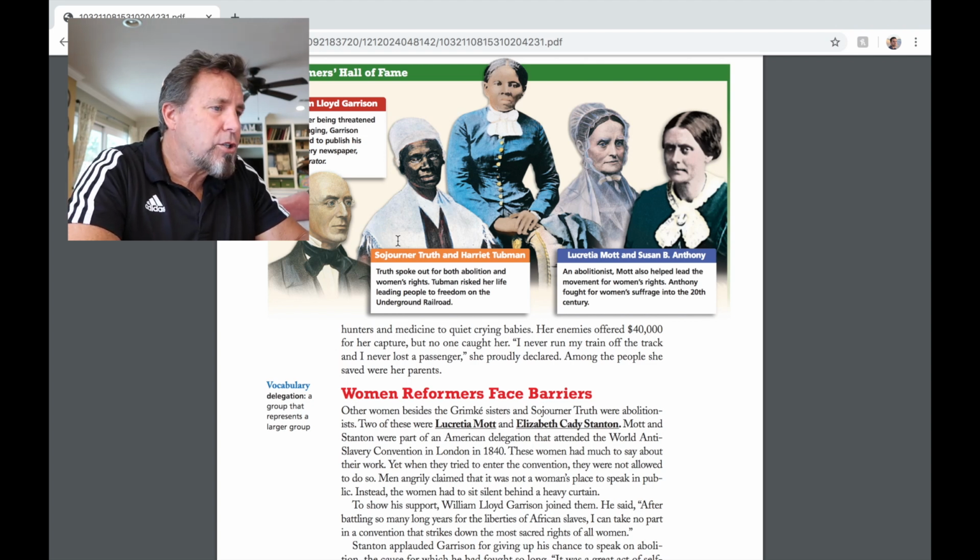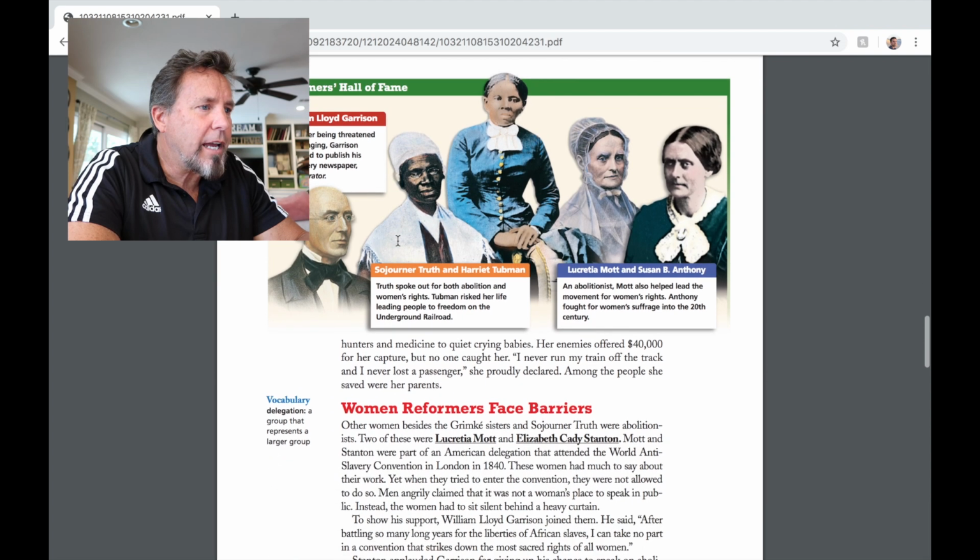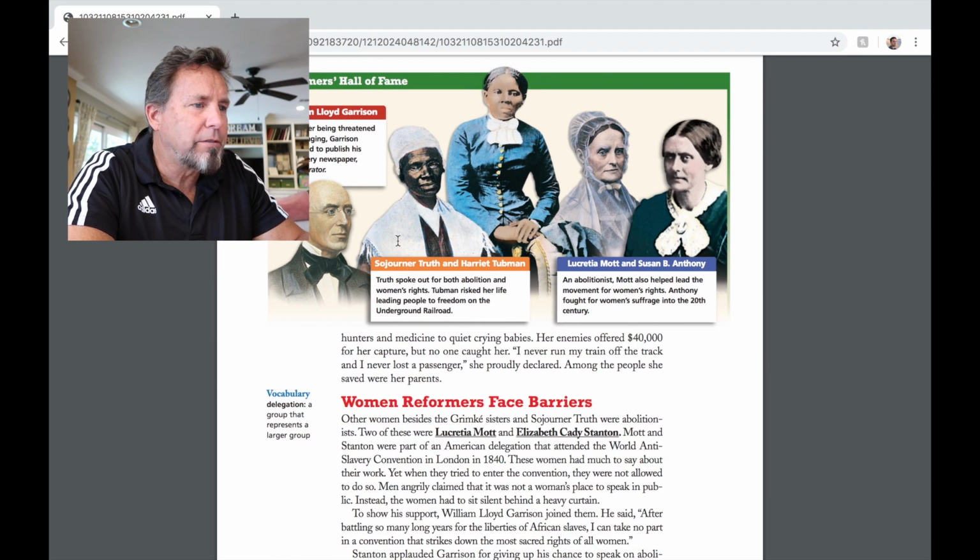On the next page, which would be page 443, it has kind of like a Reformers Hall of Fame, and it has some famous portraits, paintings, and photographs of some of these important people who were abolitionists and women's rights leaders. So pay attention to that.